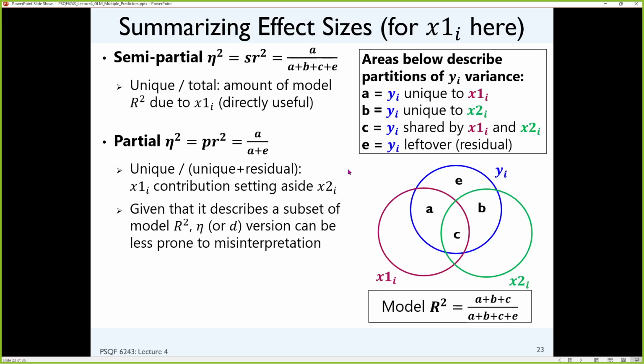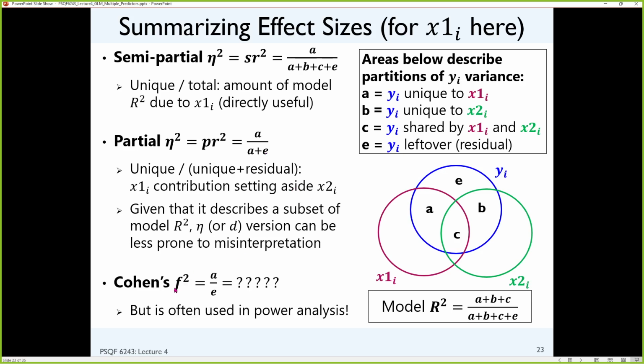So here's putting the two side by side. The numerator is the same, the denominator is what's different. And then there's one more that you'll come across, which is Cohen's f squared, and I honestly don't know what the hell to do with this. It's A over E, and if it were for the other variable, it'd be B over E.